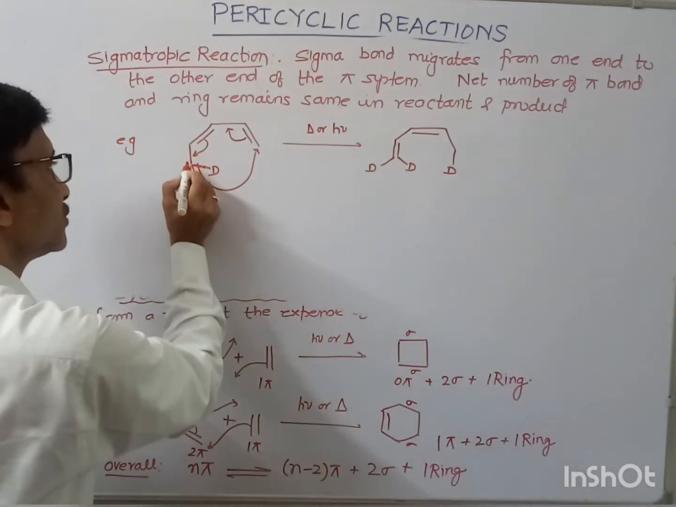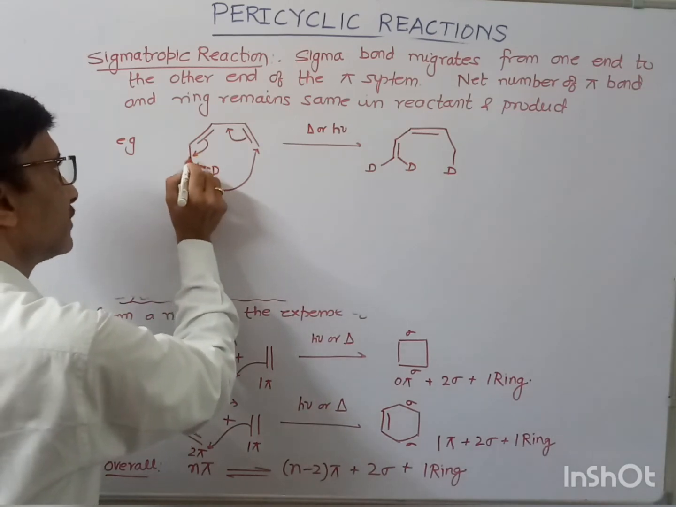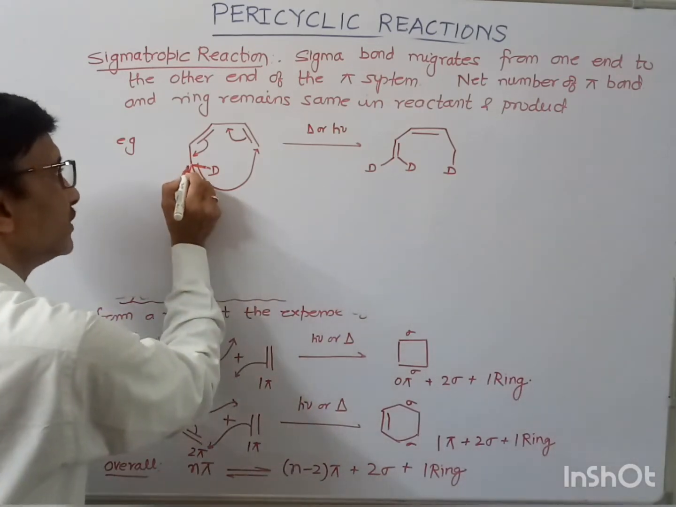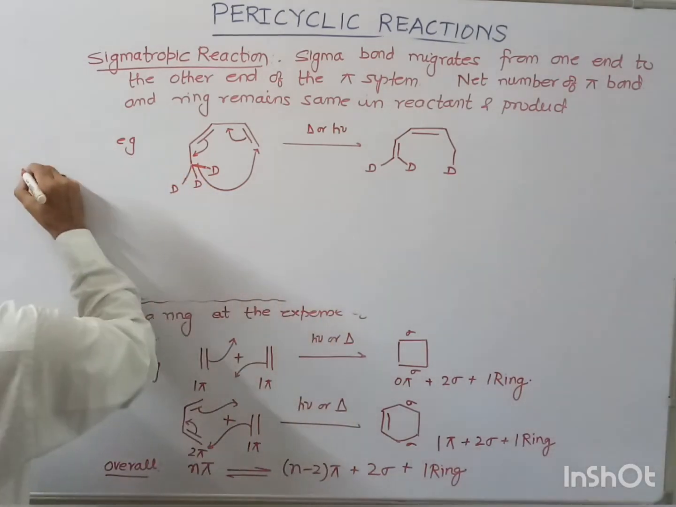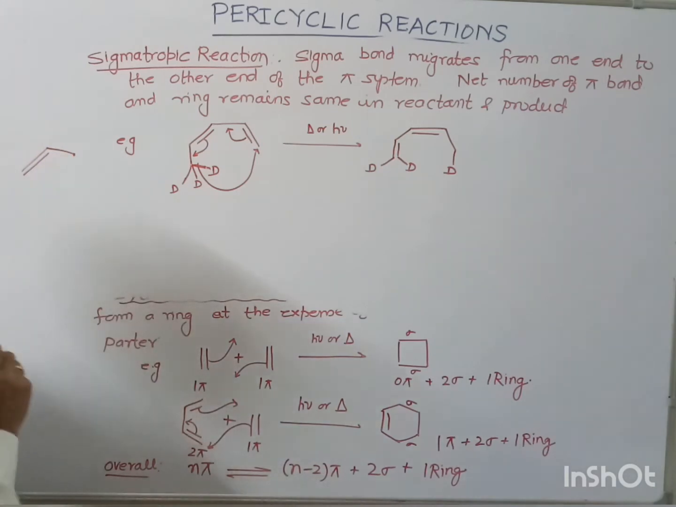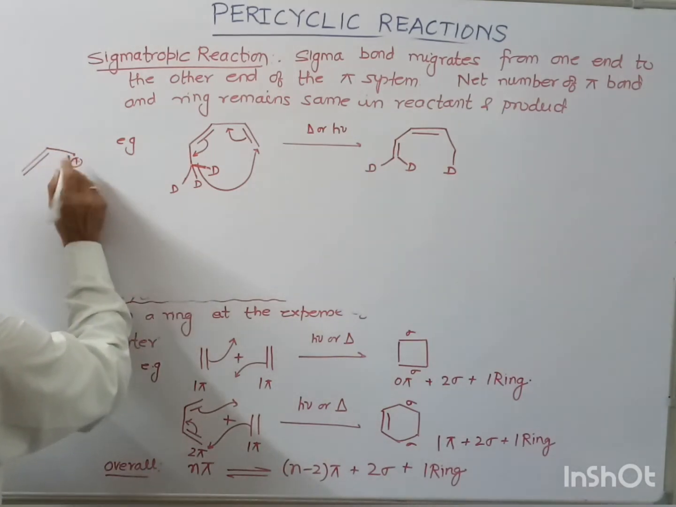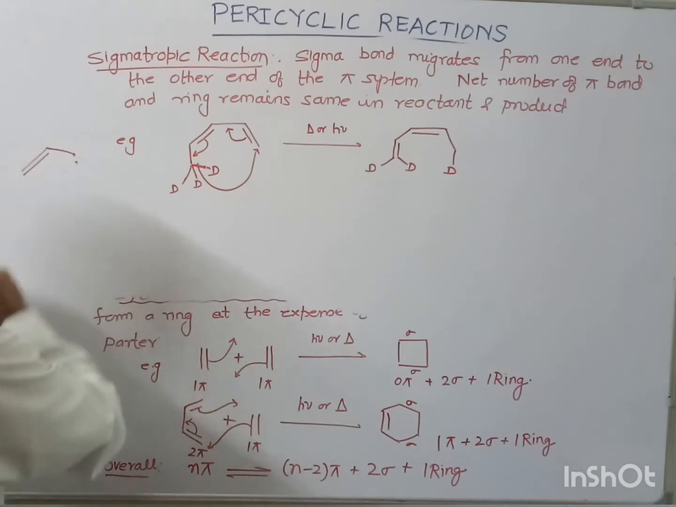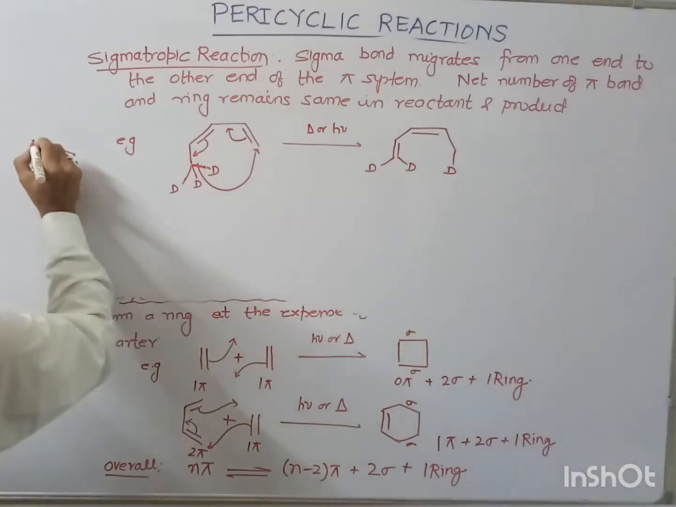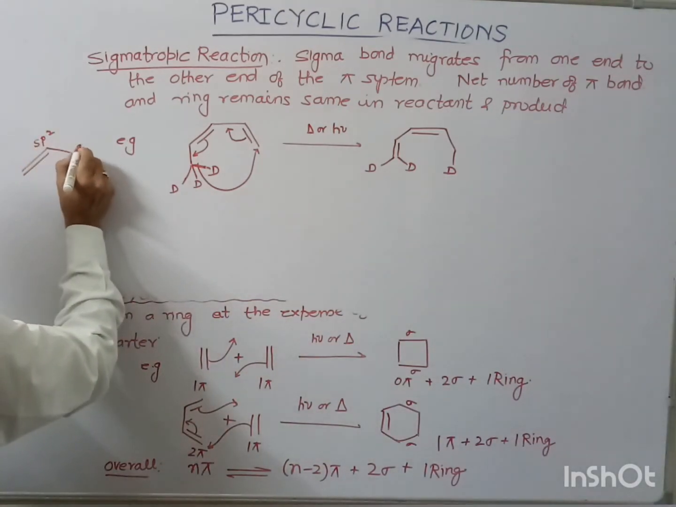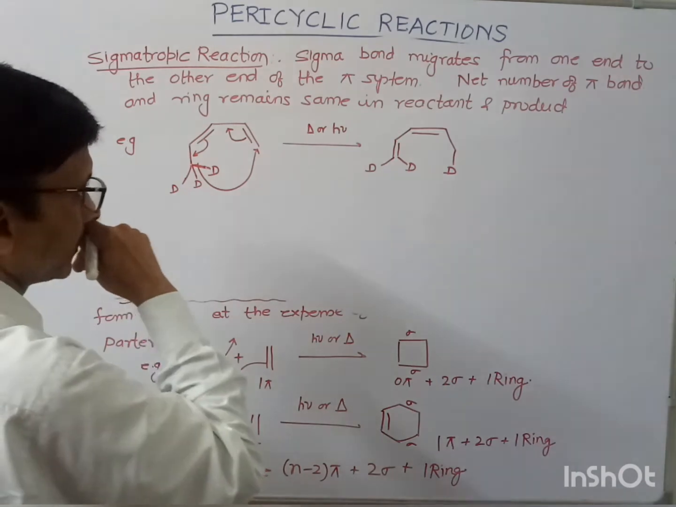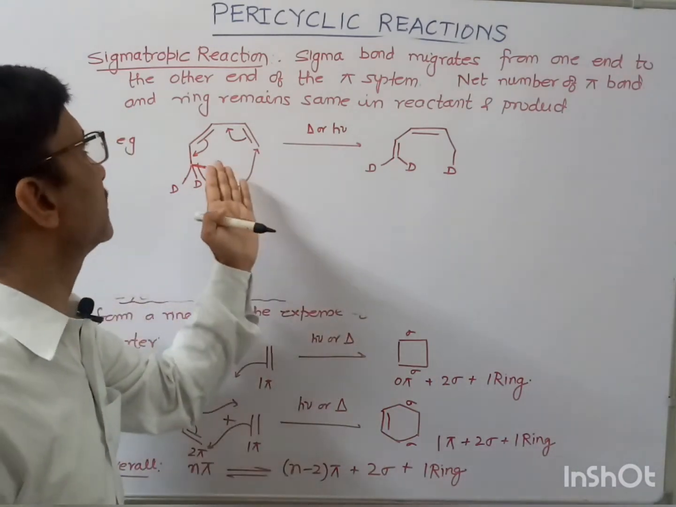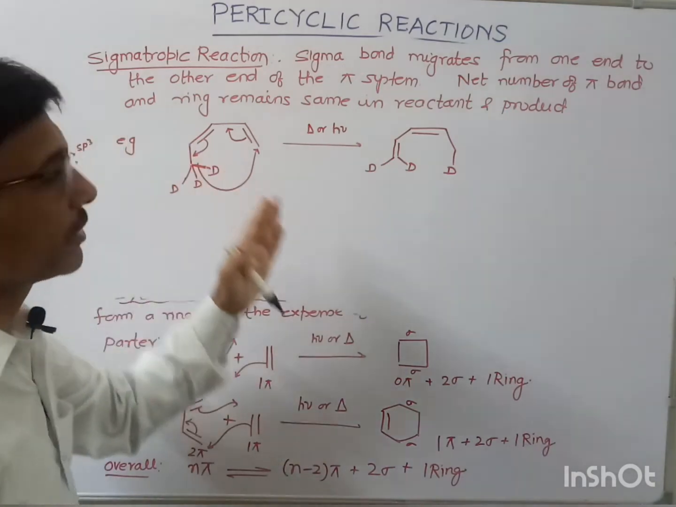So this is sp2, this is sp3. The carbon which is near the sp2 hybridized carbon, which means this sp3, is called the allylic carbon. So this carbon would be the allylic carbon, this would be the allylic carbocation, this would be the allylic carbanion, or this would be the allylic radical. So here this is your sp2 hybridized, and this is your sp3 hybridized carbon. So how can we name this sigmatropic reaction?